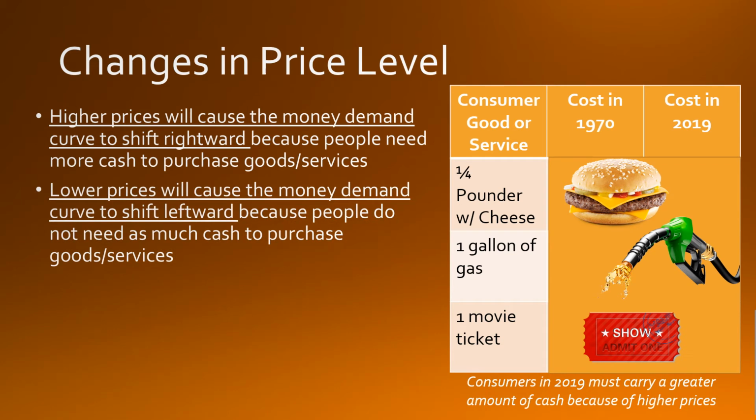Lower prices cause the money demand curve to shift the opposite way, to the left, because people don't need as much cash to purchase the goods and services that they need. So when things get cheaper, we don't need as much money in our pockets. This is all pretty logical, okay?